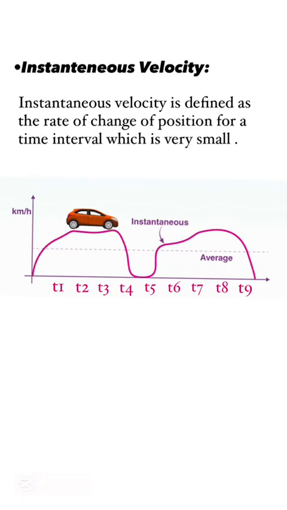Now we will learn together what is instantaneous velocity or instantaneous speed and what is the difference between instantaneous and average. Instantaneous velocity is defined as the rate of change of position for a time interval which is very small. Let us say that this car started its trip at t0, okay? And arrived at its destination at t9.